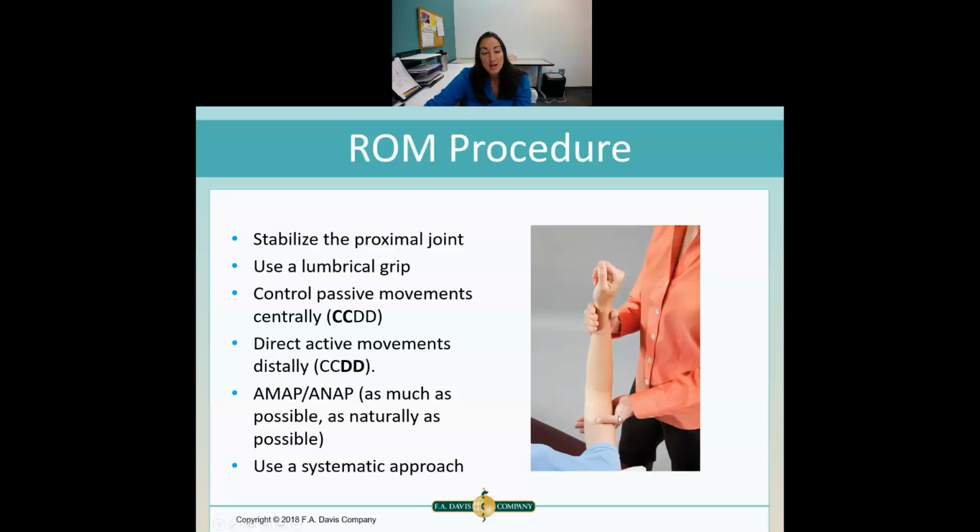AMAP, ANAP, that means as much as possible, as naturally as possible. So you want to get as much movement as you can, but want it to be done naturally. So you don't want to use compensation and odd patterns of movement because it's not going to be functional for the patient. And then a systemic approach, so look at the patient's whole body, and you can sometimes, let's say they have spasticity throughout their arm, combine movements where you flex the elbow and then flex the shoulder and then straighten the shoulder and then straighten the elbow. So you're combining movements to do several range of motion procedures at once.